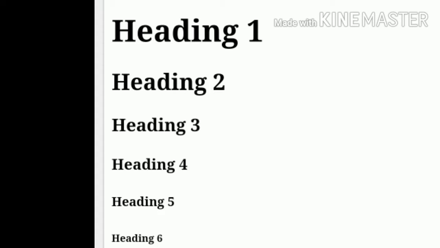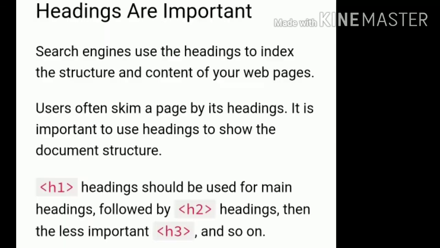Then see the output of the different heading tags. H1 is the largest one, H2 is the second largest, H3 is the third largest, H4 is the fourth, H5 is the fifth, H6 is the sixth. This way the program displays the different headings.